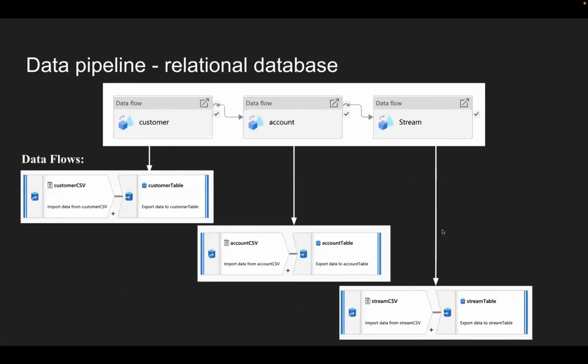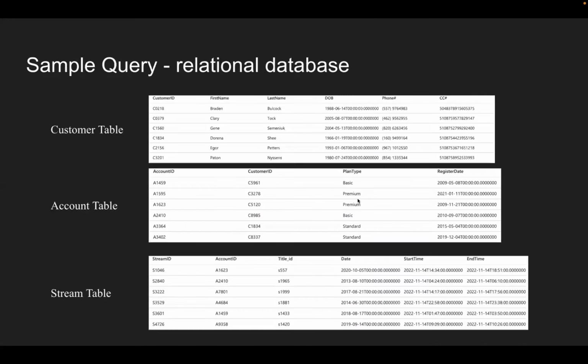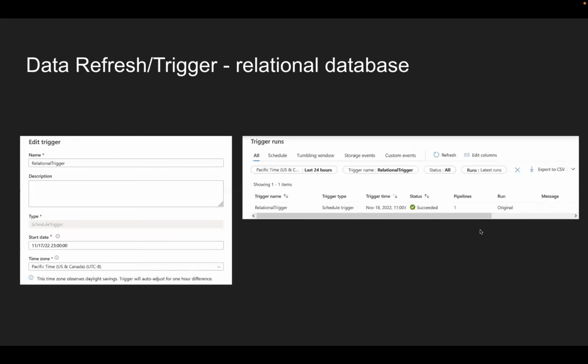Next, please. And here is the data pipeline for our relational database. Also, there are 3 data flows, and we grab the data from the data storage and link them into each table. Next, please. And here are some sample queries for the relational database. You can see each picture is the data after the copy data process. Next, please. After that, we add a trigger for the data refresh for our relational data pipeline as well.